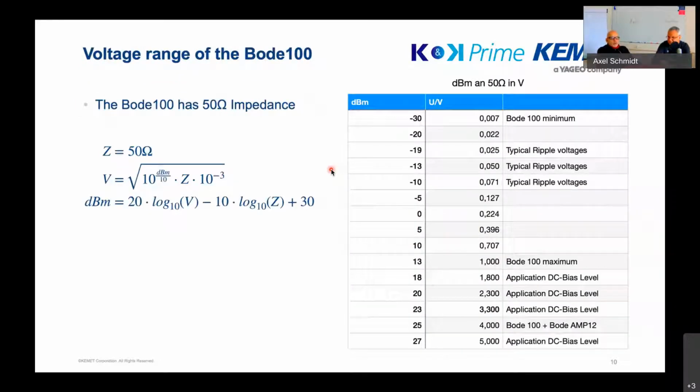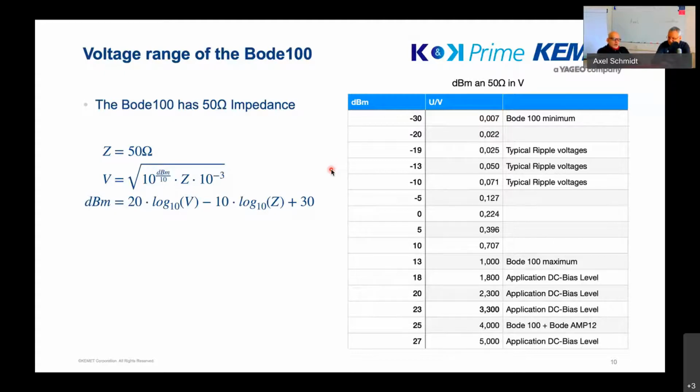At least I was not so familiar with all this dB, dBm and the real voltage, and I know that you can kill the Bode 100 with too high a voltage. So these are the levels we are dealing with. The Bode can handle from -30 dBm, which is 7 millivolt, up to 13 dBm, which is 1 volt. And then you see we have DC bias voltages above that.